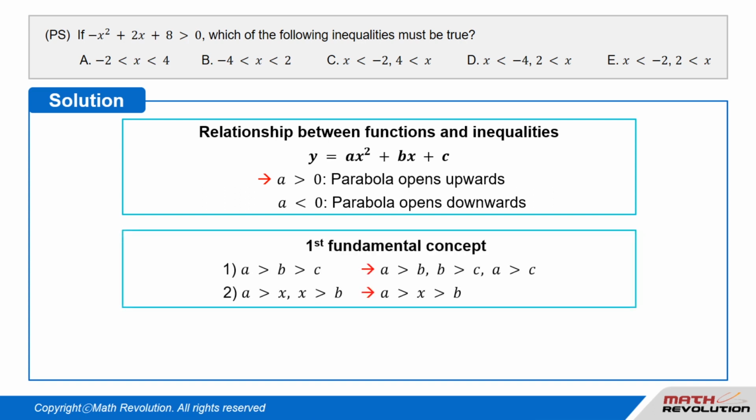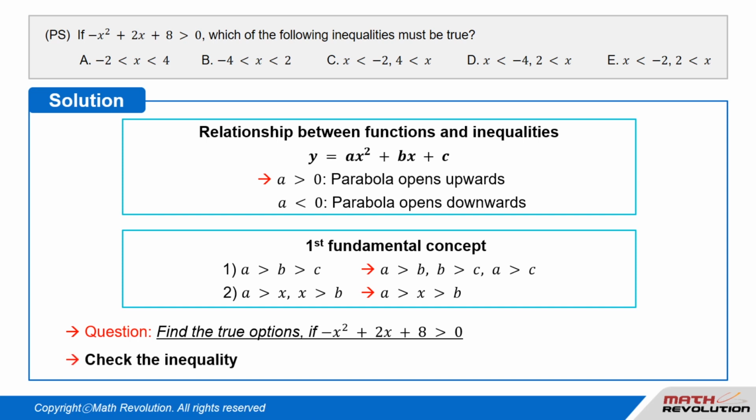The first fundamental concept in inequality: if a is greater than b, which is greater than c, then a is greater than b, b is greater than c, and a is greater than c. Also, if a is greater than x, and x is greater than b, then a is greater than x, which is greater than b. We are required to find the inequalities given in the options that would be true if negative x squared plus 2 times x plus 8 is greater than 0.